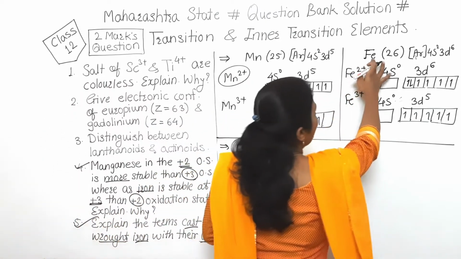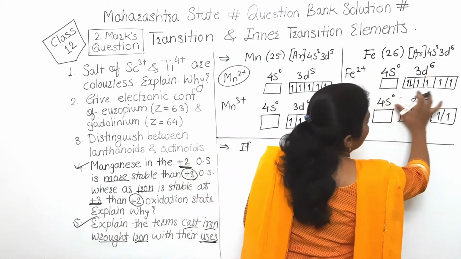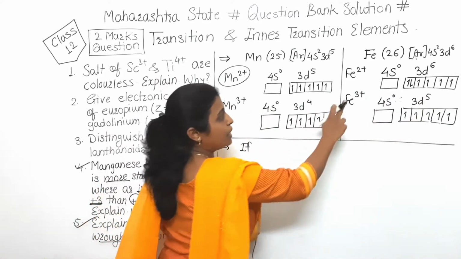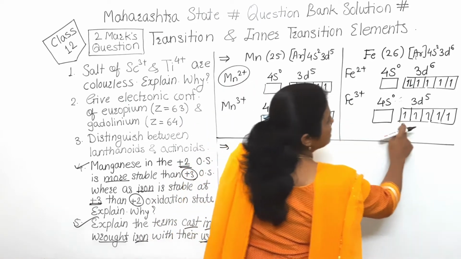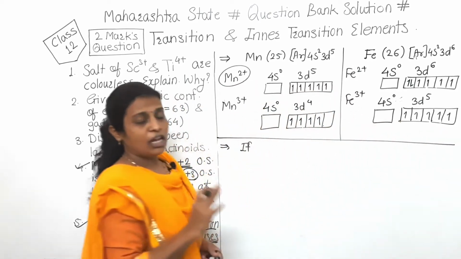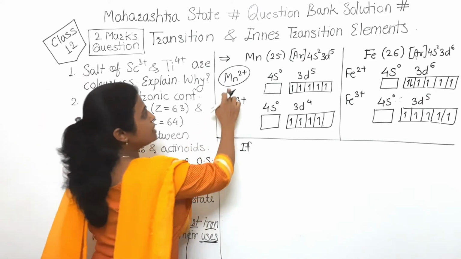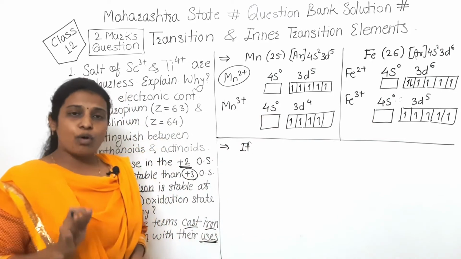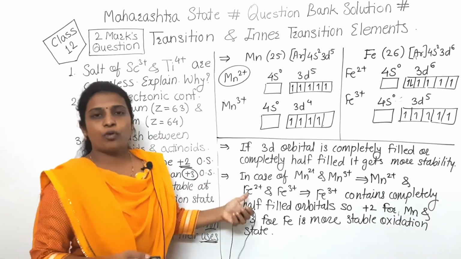While in the case of Fe2+, the 3d orbital carries 6 electrons, more than half filled, but it is not completely filled either. Fe3+ is completely half filled. Because of that half filled orbital, these ions, Mn2+ and Fe3+, are more stable in their oxidation state. So these 2 points we have to add.